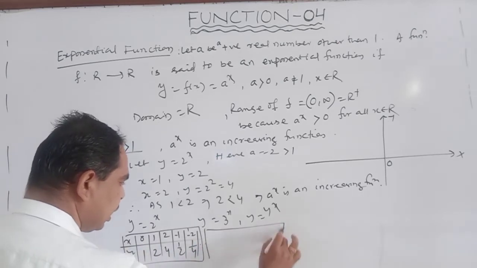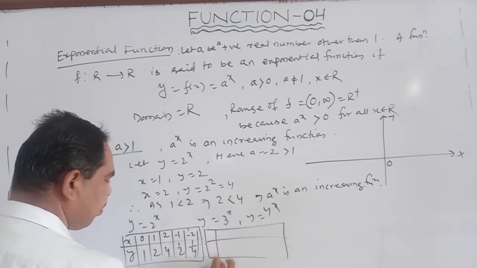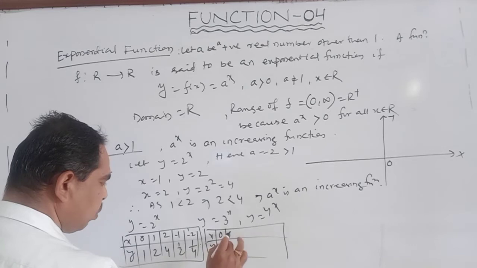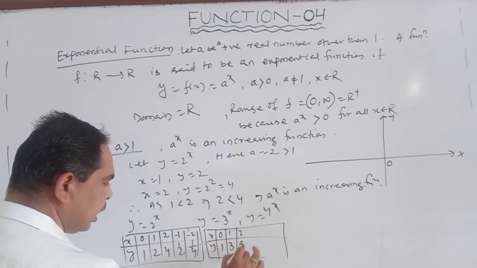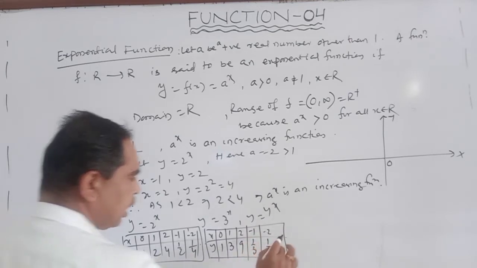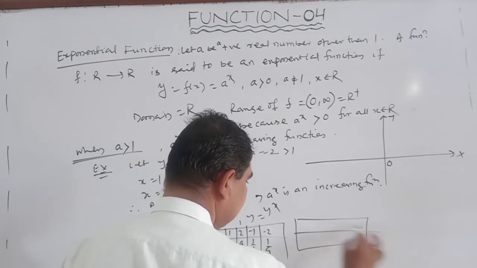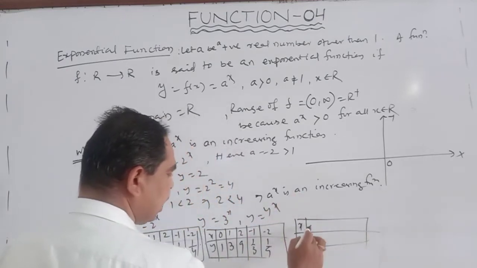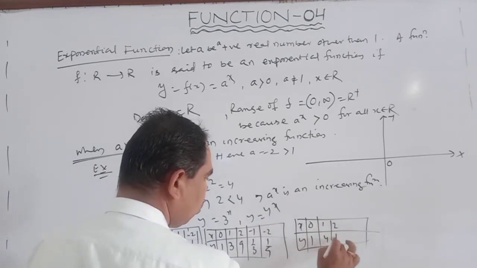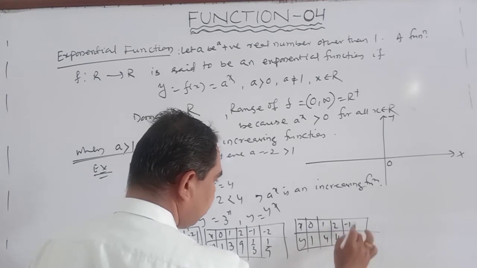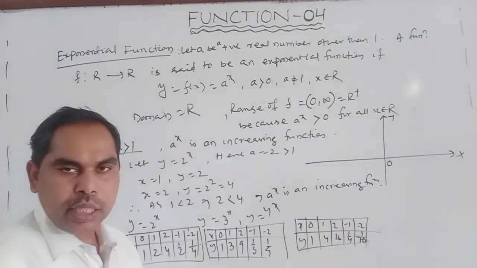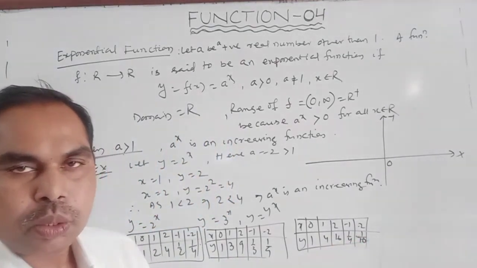Similarly next, how is y equal to 3 to power x? x, y. X is 0, y is 3 to power 0 means 1, x is 1, y is 3, x is 2, y is 9, minus 1, 1 by 3, minus 2, 1 by 9. Next case, x, y, how is 4 to power x? 0, 4 to 0 means 1, 1, 4, 2, 16, minus 1, 1 by 4, minus 2, 1 by 16. No negative value. When x is positive, y is positive. When x is negative, y is also positive.